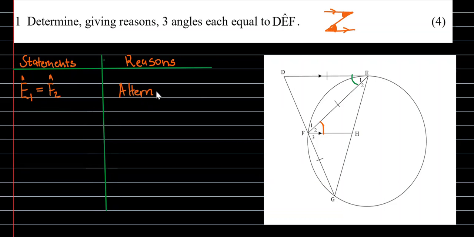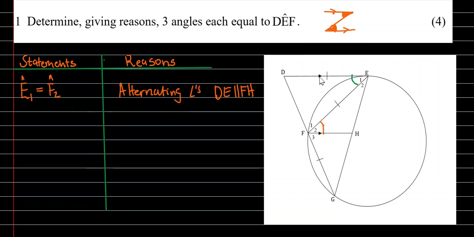because I see them because of parallel lines. So you only see alternating angles when there are parallel lines, right? So DE is parallel to FH, right? So this is the first angle that is equal to DEF, right? So what is the second angle?